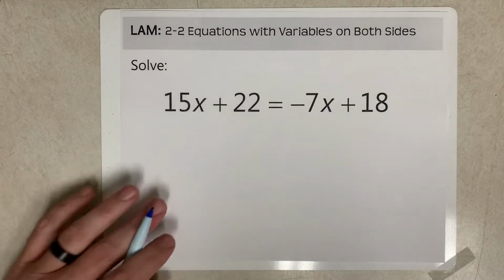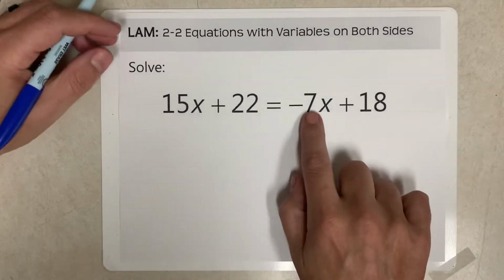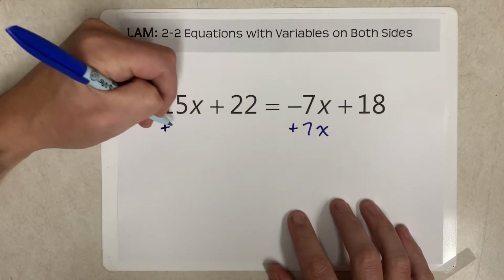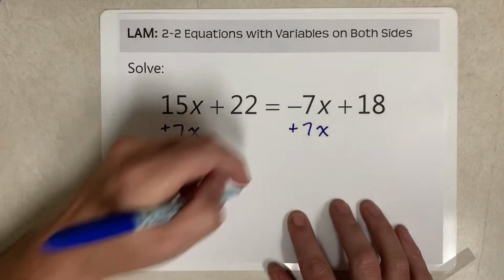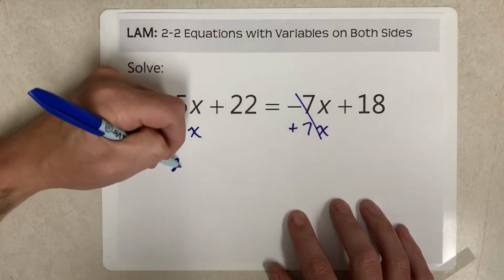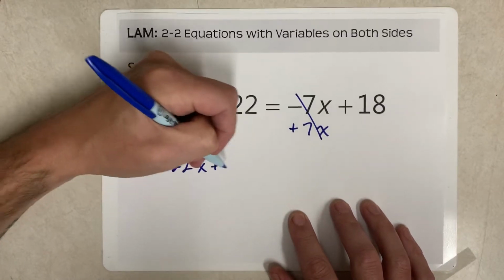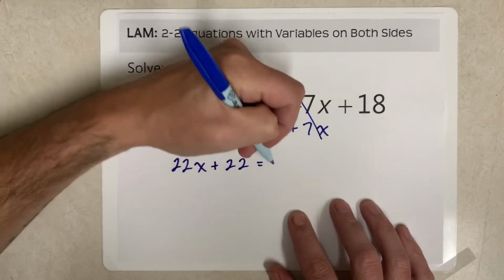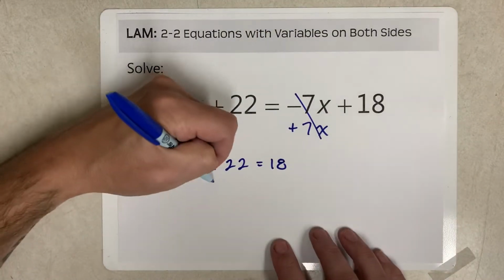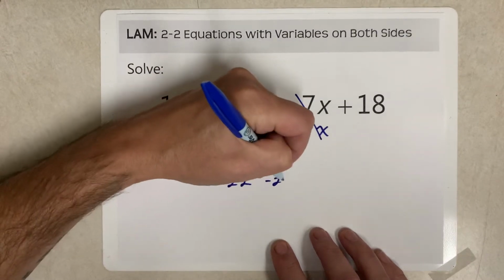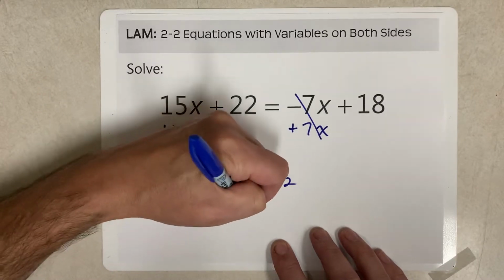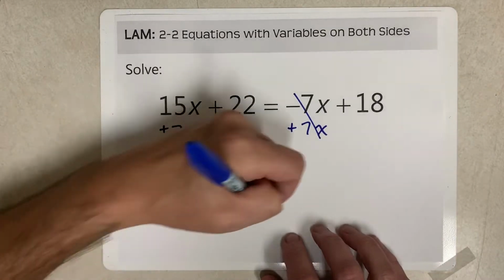15x plus 22 is equal to negative 7x plus 18. I'm going to add 7x to both sides. You just have to do something to get the whole thing going here. And I'm choosing to add 7x to both sides. 15 and 7 make 22x. Plus 22 is equal to 18. And then I'm going to subtract 22. Cancel those. Bring down my 22x is equal to, and that should give me a negative 4 over here.